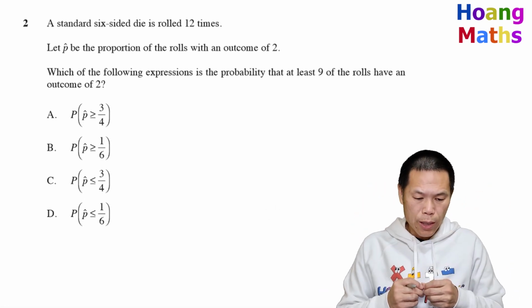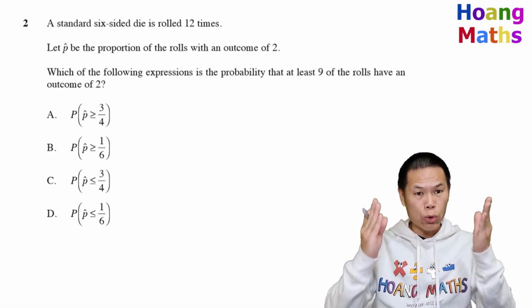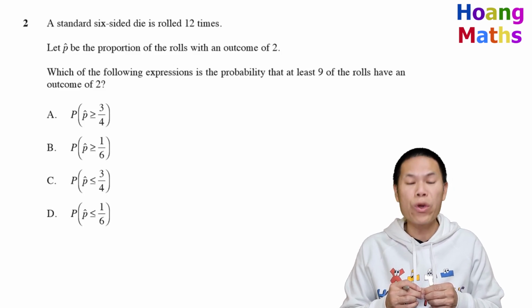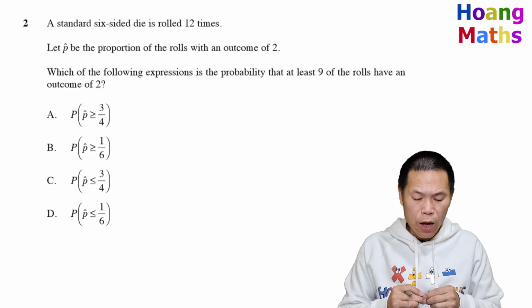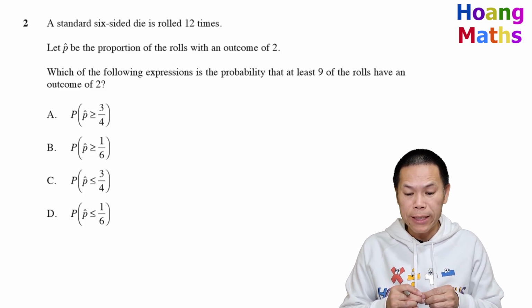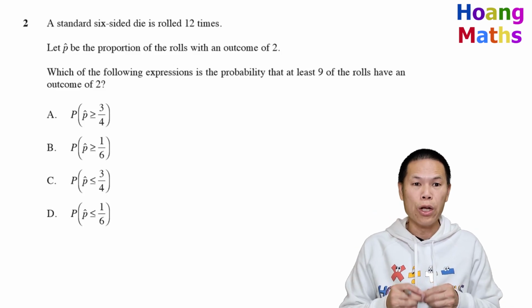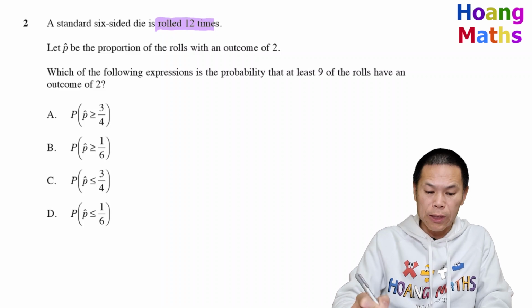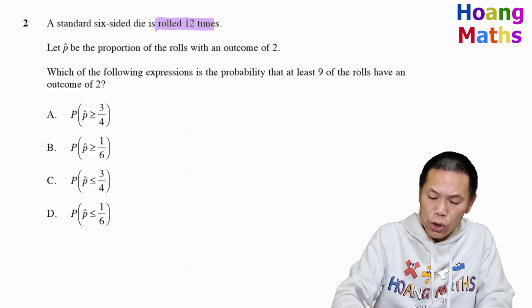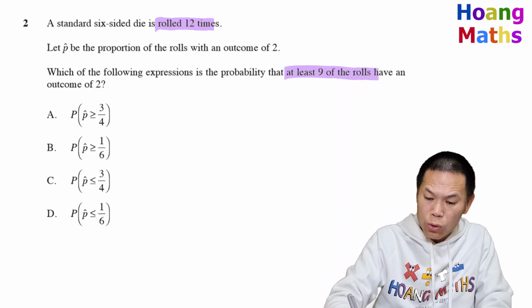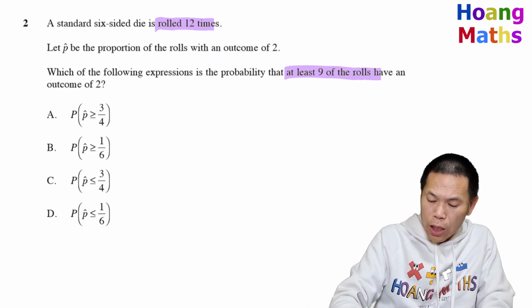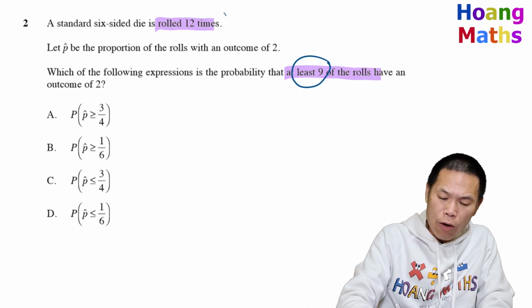Question 2. A standard 6-sided die is rolled 12 times. Let P hat be the proportion of rolls with an outcome of 2. Which of the following expressions is the probability that at least 9 of the rolls have an outcome of 2? So first of all, we know that the die is rolled 12 times. And we want the proportion where at least 9 of the rolls have an outcome of 2. So this means that the proportion is at least 9 times out of 12.